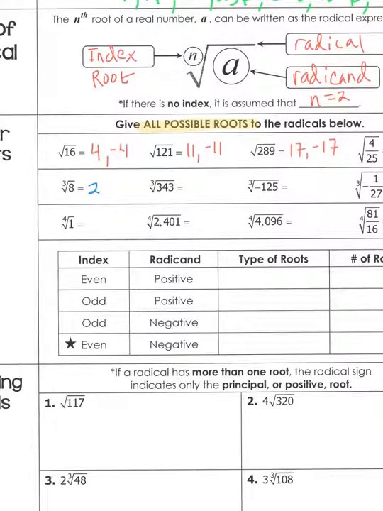All right, so what number times itself 3 times gives you 343? Well, that would be 7.